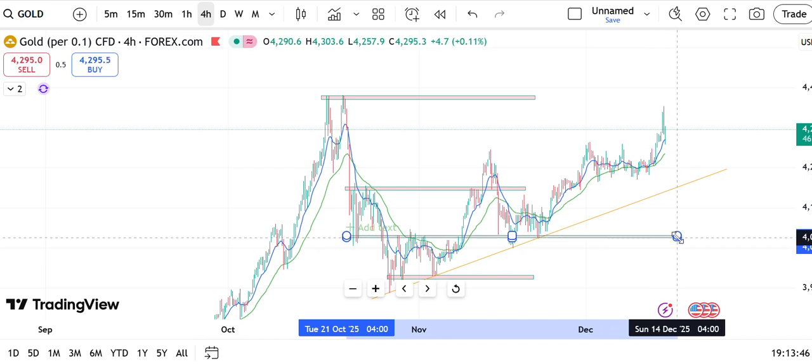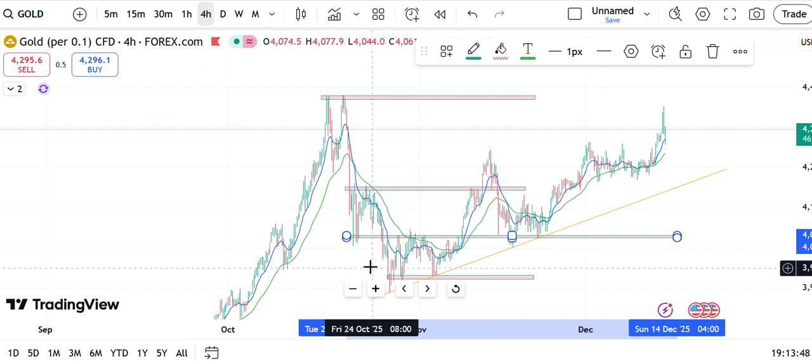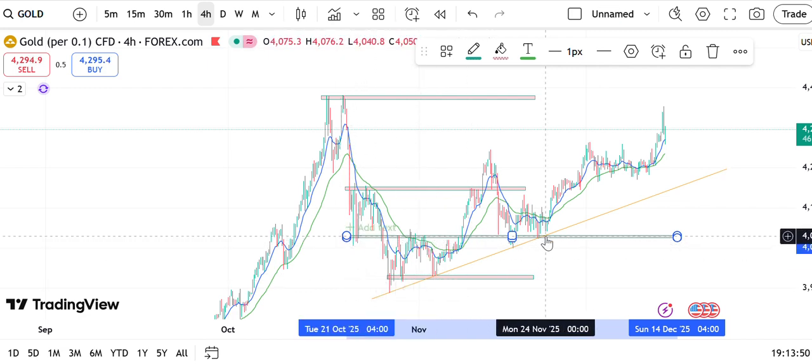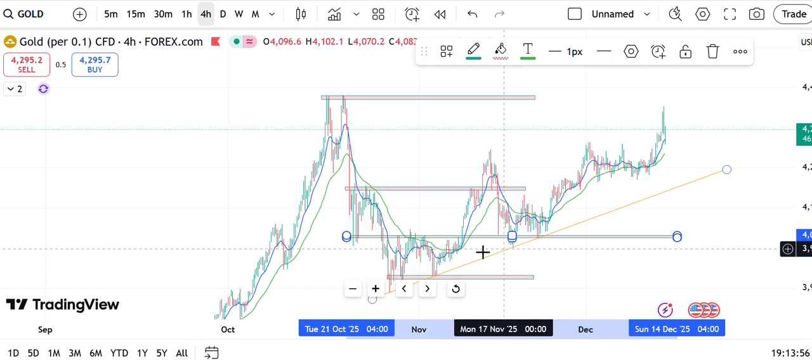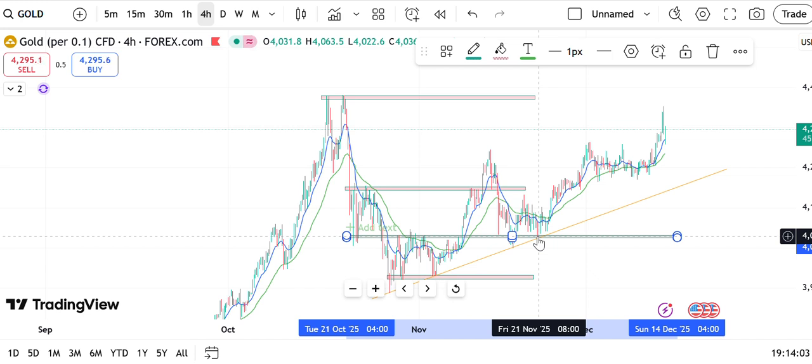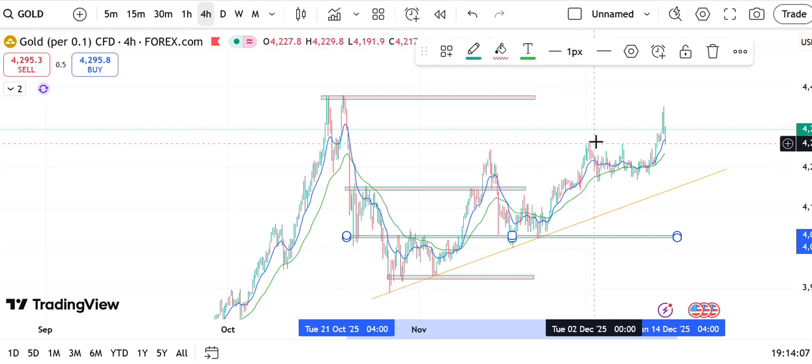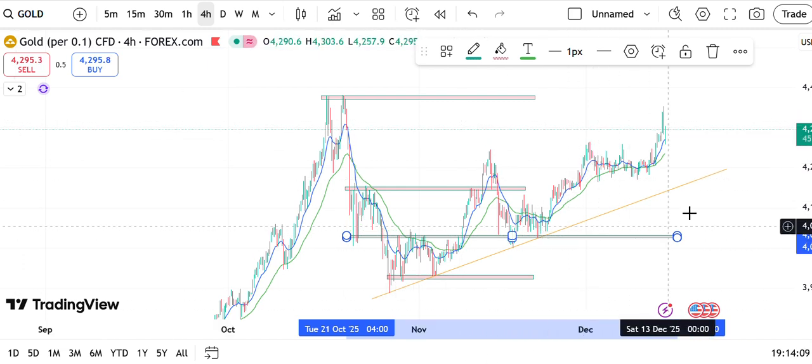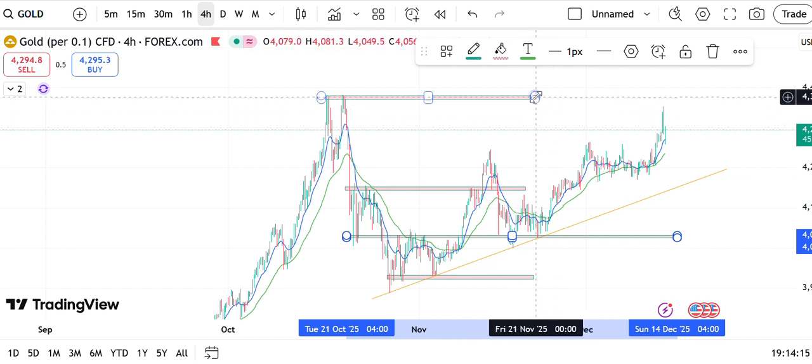When the market came back here, there was a very good place to take a trade, because here the trend line and support and resistance met. And you see beautifully the market went up and up and up. I hope that you have been able to learn something.